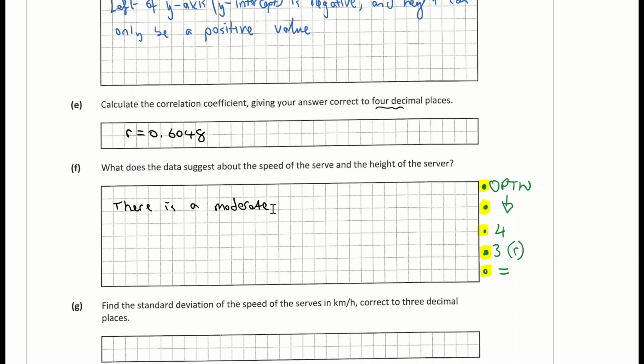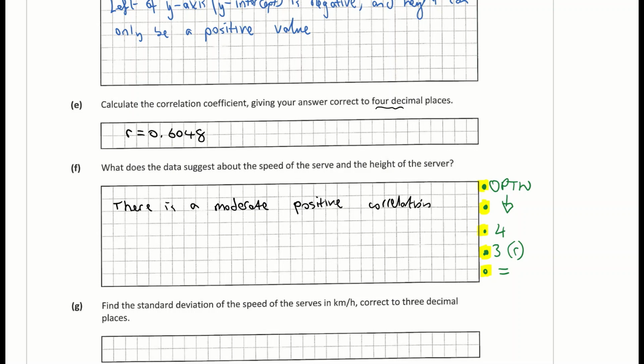Now, I'm going to state a positive correlation. So your correlation coefficient goes from -1 to 0 and then 0 to 1. So I'm on the positive end of my correlation. So I'm going to say a moderate positive correlation.